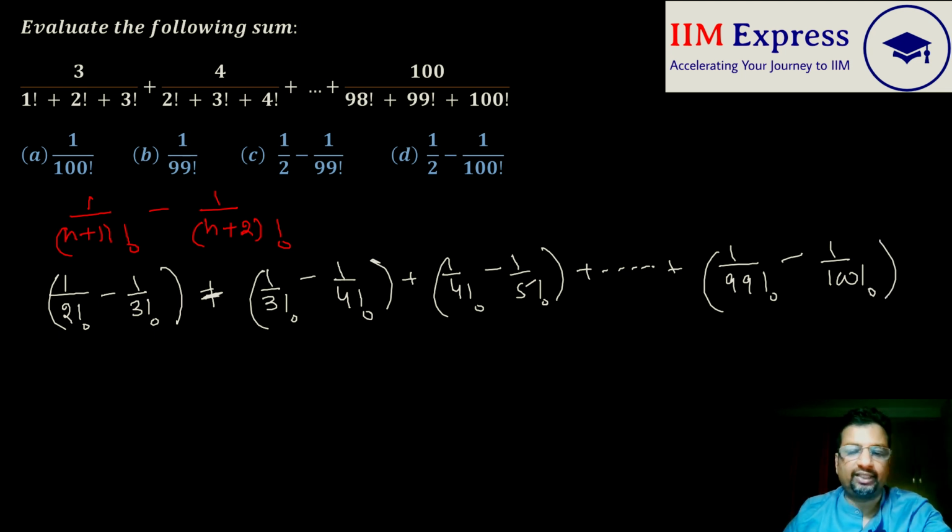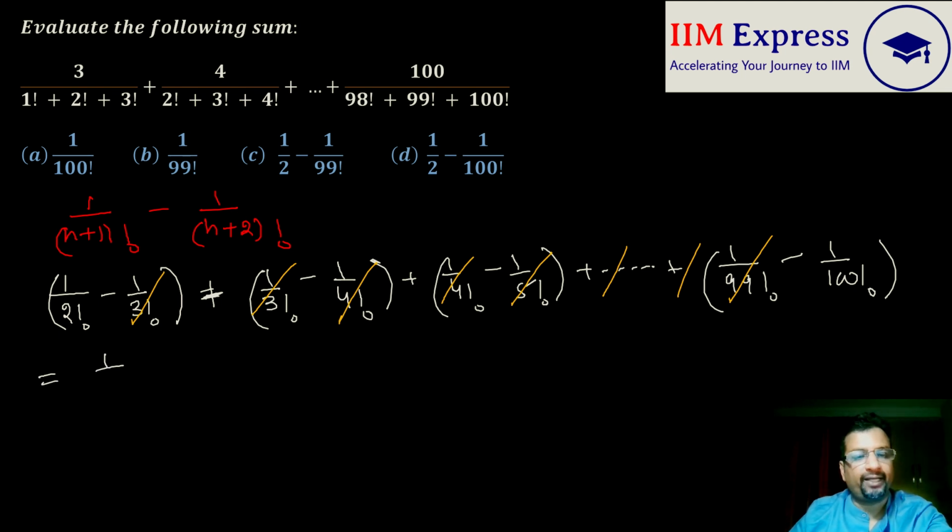So if I look at the series clearly, we can cancel every term except the first term and the last term. Every term will be cancelled out except the first and the last, and the result would be 1 upon 2 factorial minus 1 upon 100 factorial. This is our answer. The answer is 1 upon 2 factorial minus 1 upon 100 factorial. Answer option D here.